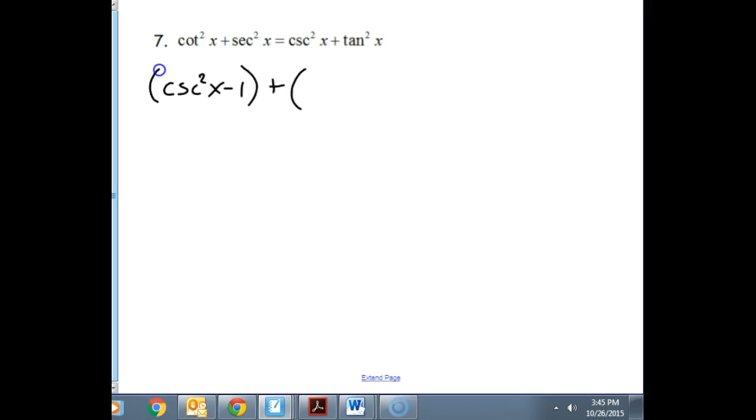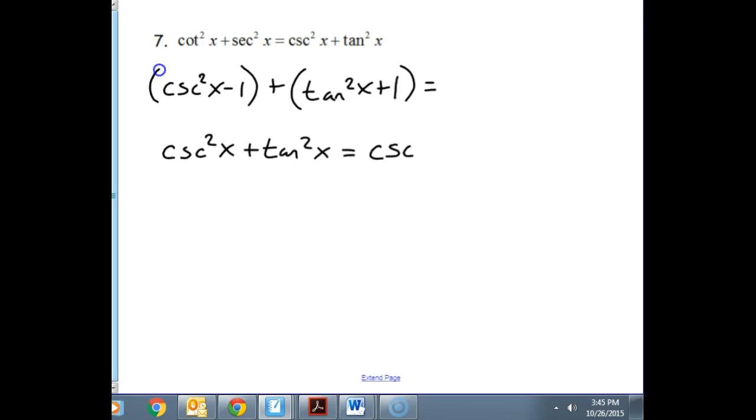That's the same thing as tan squared x plus 1. And hey, look, that's on the right side too, so I'm kind of going in the right direction here. The 1s are going to end up canceling because I have a negative 1 and a positive 1, so that gives me cosecant squared x plus tangent squared x, and hey, I got right to my goal. That one was very fast, very easy.